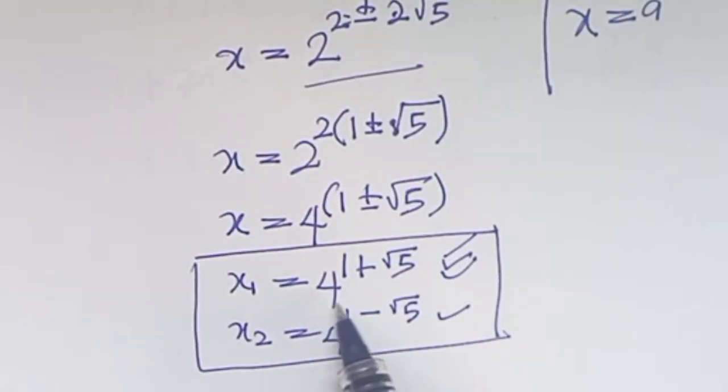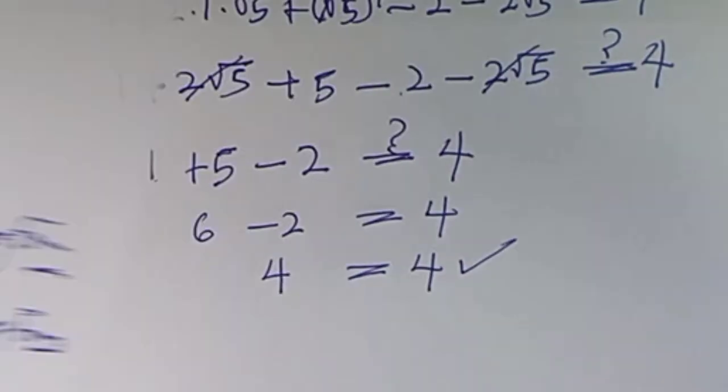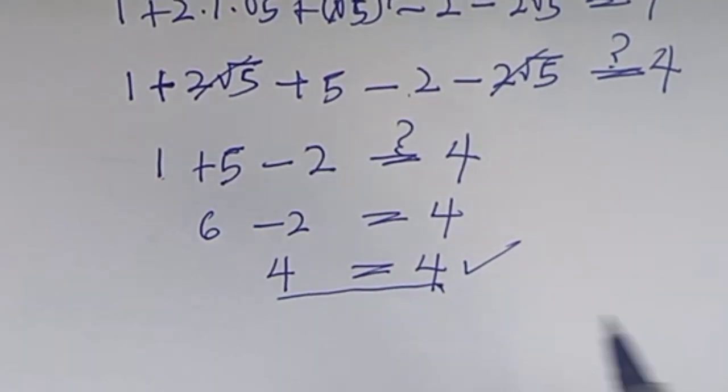So the value of x equal to 4 to the power of 1 plus square root of 5 is actually true because it satisfies the equation. The left-hand side is equal to the right-hand side.